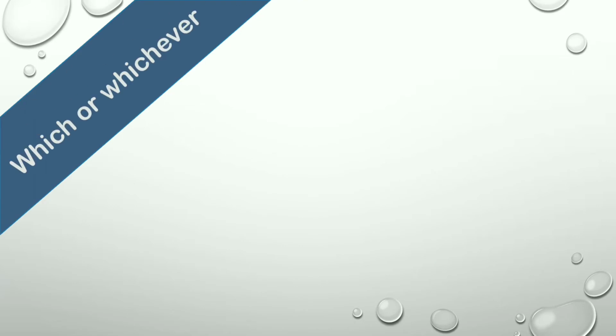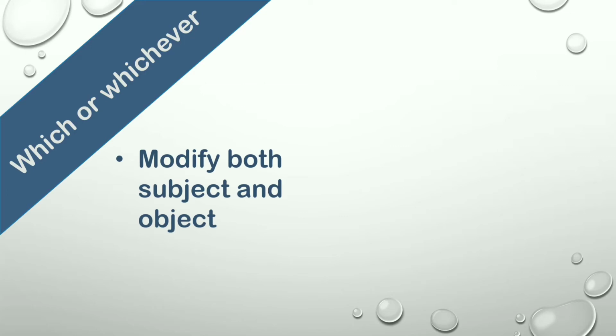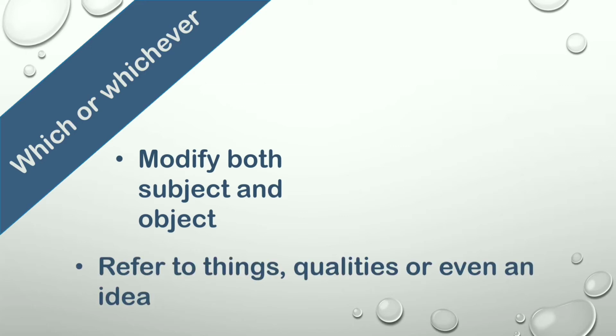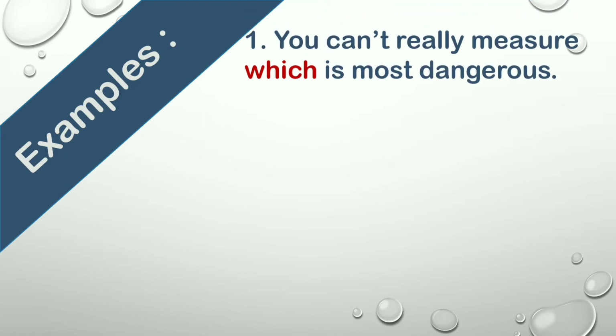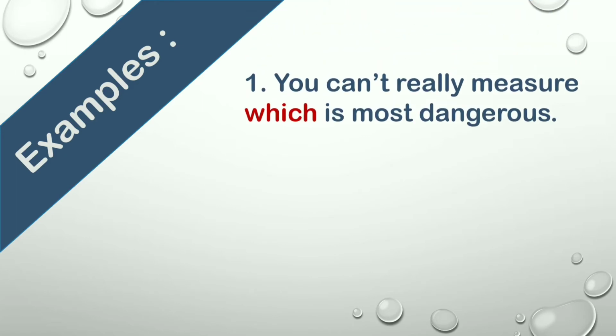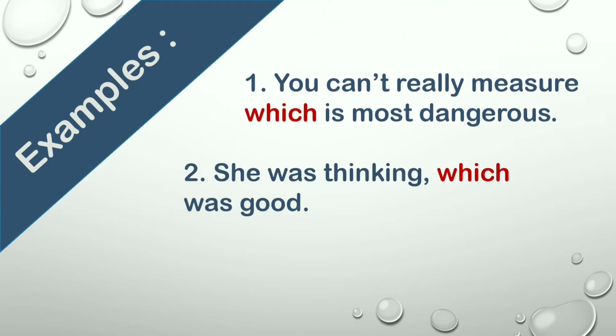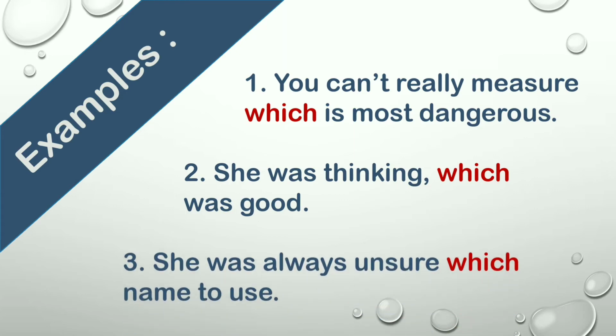Okay? Now, the third one is which or whichever. Now, which modifies both subject and object and refers to things, quality, or even an idea. That means we can't use which for people. For example, you can't really measure which is most dangerous. She was thinking which was good. She was always unsure which name to use.